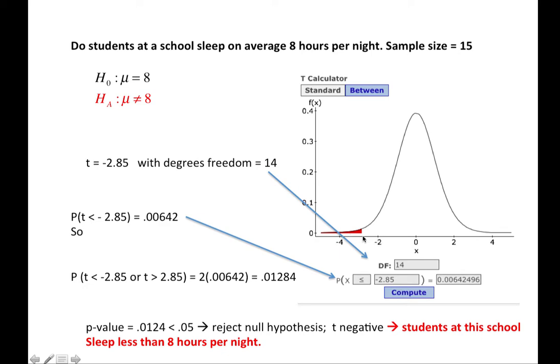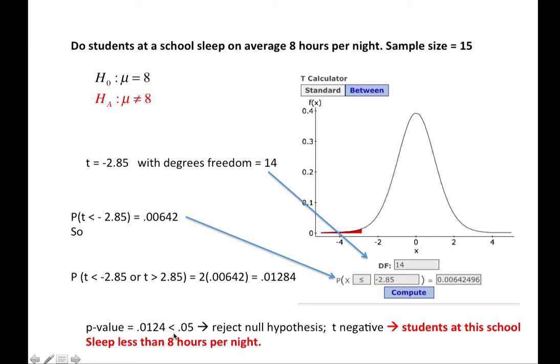Now this is a two-tailed test. So we want the area both below negative 2.85 and above positive 2.85. Well, the calculator only allows us to find one of those two areas. So we calculate the area below negative 2.85, and that's 0.0062. So to find the area on either side, we're just going to double it. So the area both below and above negative and positive 2.85 is 0.012.